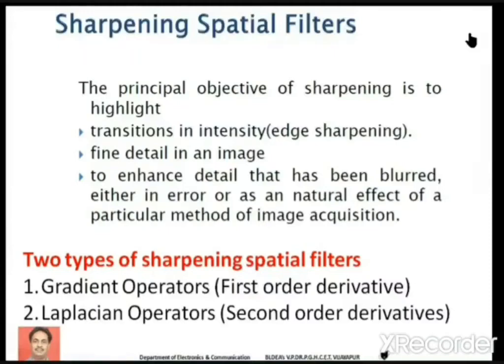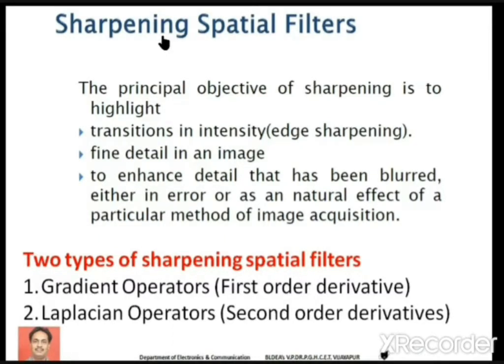We have discussed nonlinear filters, particularly order statistic filters, wherein we saw the median filter, max, and min, along with midpoint filters. So in today's class, we are going to discuss the next topic, that is sharpening spatial filters. Students, sharpening means it is the process of highlighting the finer details of the image.